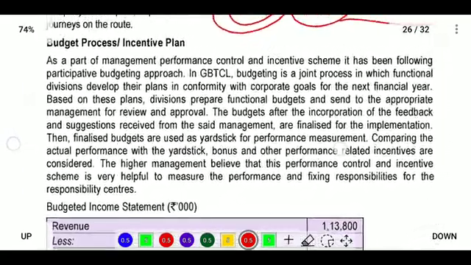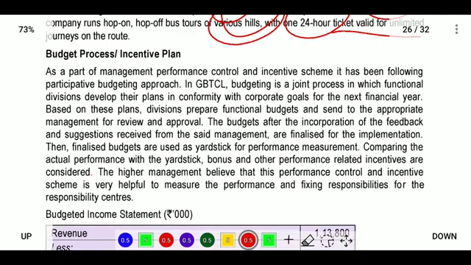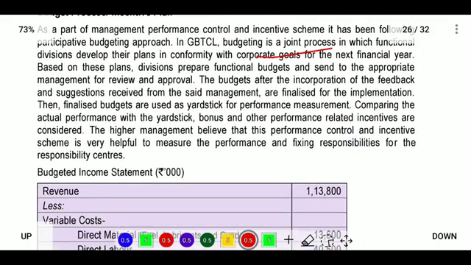Okay, the budget process and incentive plans. Apart from management performance control and incentive schemes, it has followed a participative budget approach. In GBTL, budgeting is a joint process in which functional divisions develop their plans in conformity with corporate goals. So they use the participative approach for preparing the budgets. In the next year, based on these plans, divisions prepare the functional budget and send it to the appropriate management for review and approval. The budget, after incorporating feedback and suggestions received from management, is finalized for implementation. So they ask all other persons and finalize the budget.